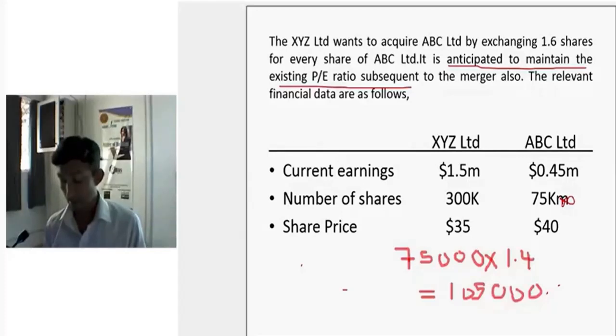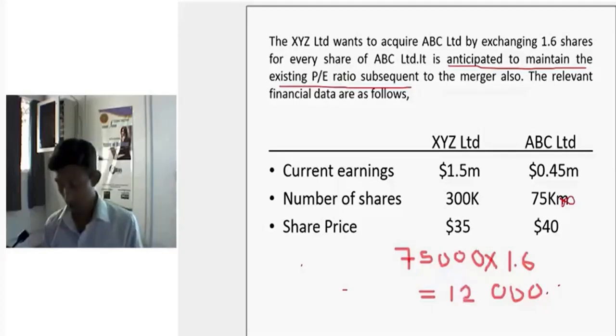And basically, okay, I think we need to make a correction over there. This is not 1.4. This exchange is based on market prices, but the question clearly says the exchange is 1.6 shares for every ABC share, so it's not 1.4, it should be 1.6. So let's correct that. It's not 105,000, it's going to be 120,000. Yes, right. Okay, sorry for the confusion.